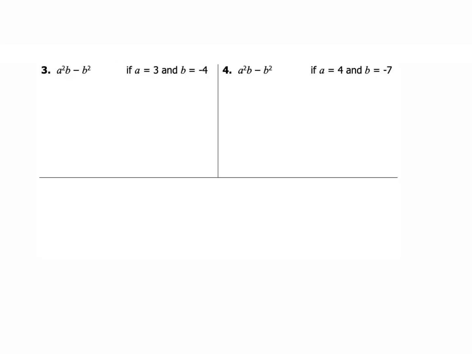Okay, we're going to do the same thing here. We have a equals 3 and b equals negative 4. So we draw our parentheses as we did before, and then we substitute. We have 3 squared times negative 4 minus negative 4 squared. Again, I'm just color coding. Now we use our order of operations.